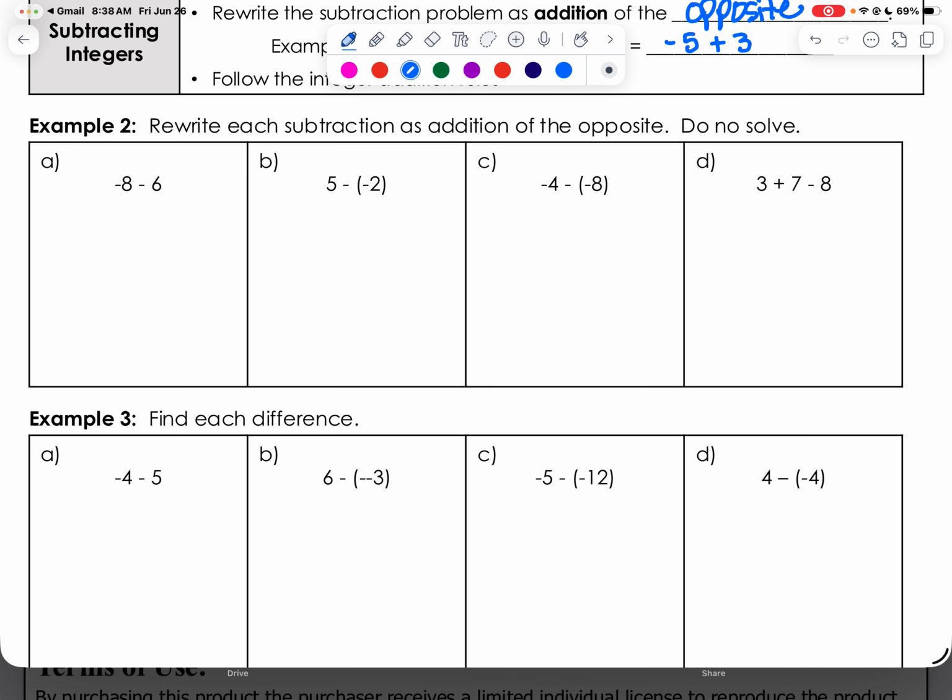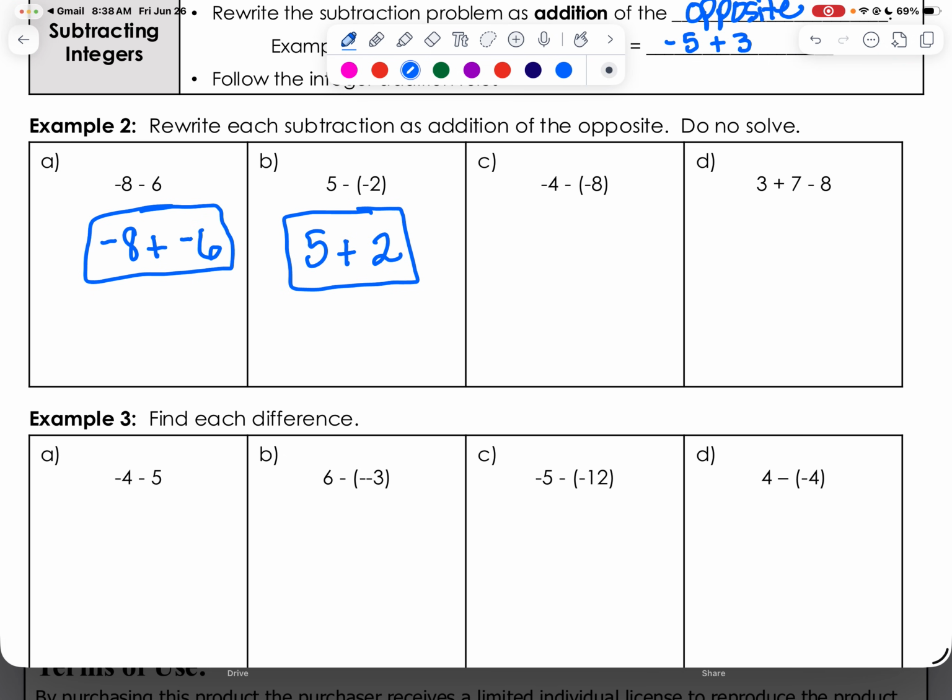In example 2, it says rewrite each subtraction as addition of the opposite. Do not solve. So negative 8 minus 6 would become negative 8 plus negative 6. Addition of the opposite. 5 minus negative 2 would become 5 plus positive 2.